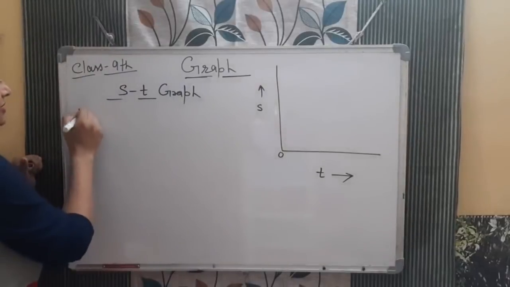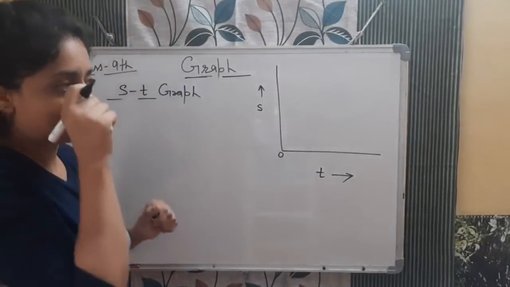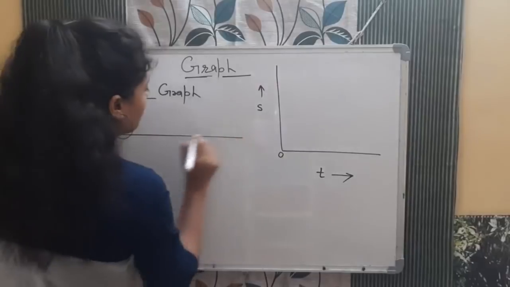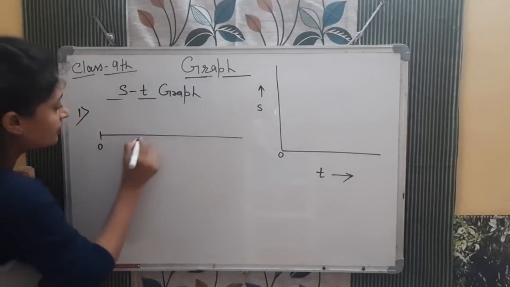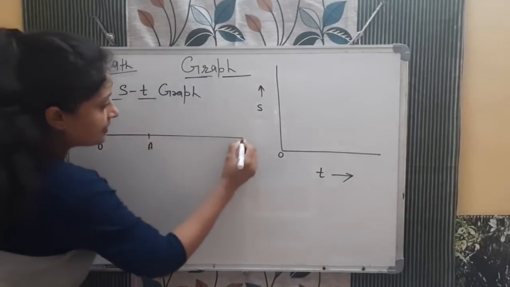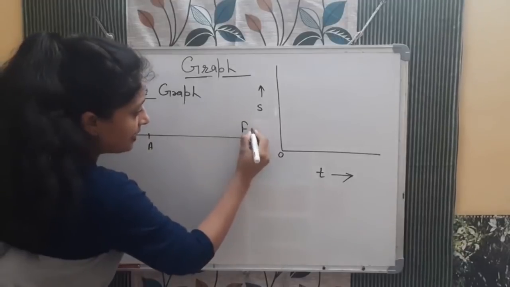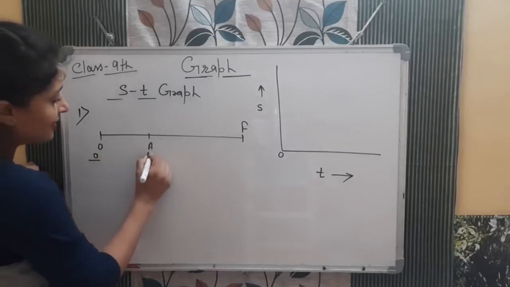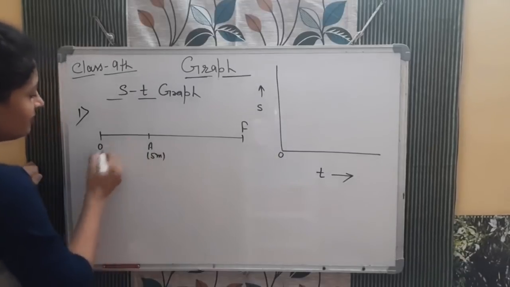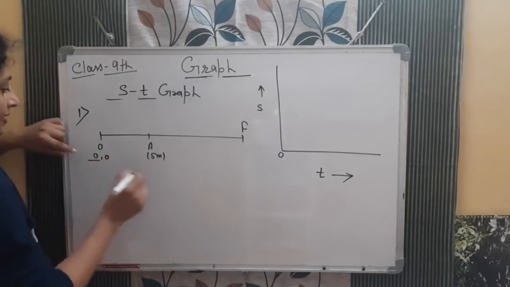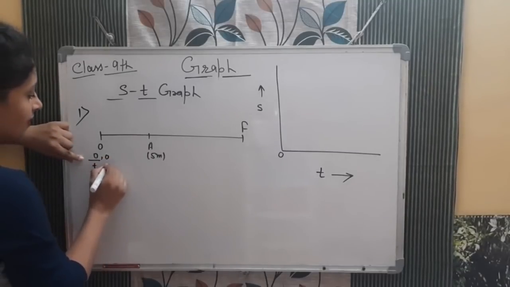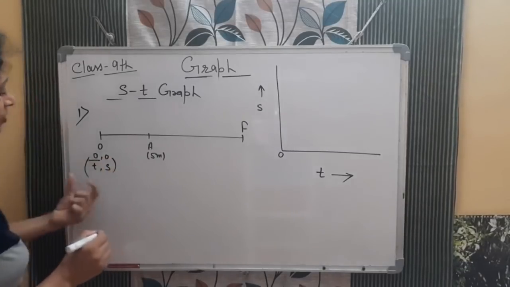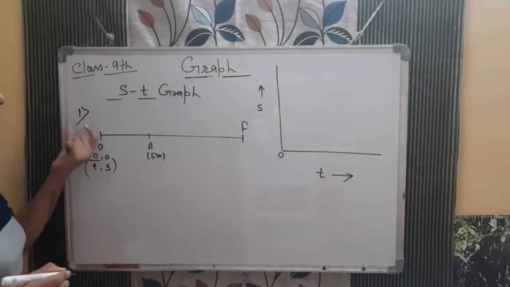Now there are different cases. First, when the object is at rest. Now see, this is a straight line motion. This is origin O. This is point A. This is the final point, for example, F. Origin is starting from 0, and here 5 meter. Time was also 0 here. T is also 0, distance covered is also 0. The coordinates of time and distance are both 0 at this point.